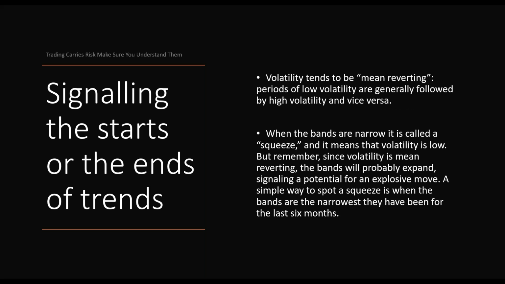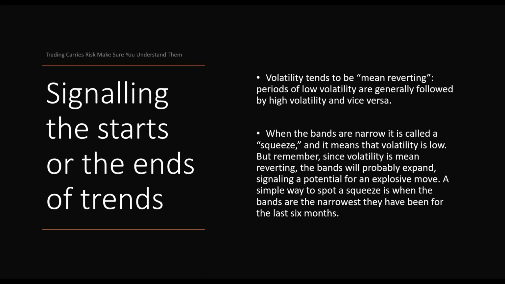Volatility tends to be mean reverting. Periods of low volatility are generally followed by high volatility and vice versa. When the bands are narrow, it is called a squeeze. The price is being squeezed into that narrow band. We see it in triangle patterns when price is being squeezed into the apex of a triangle. It means that volatility is low. But remember, since volatility is mean reverting, the bands will probably expand, signaling a potential for an explosive move.